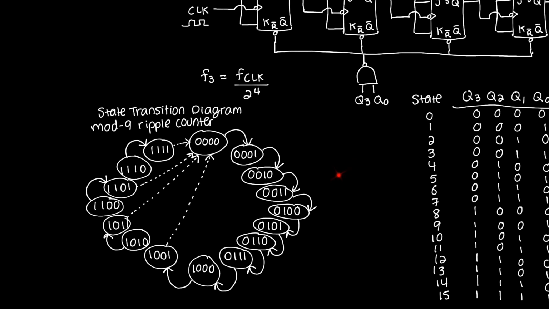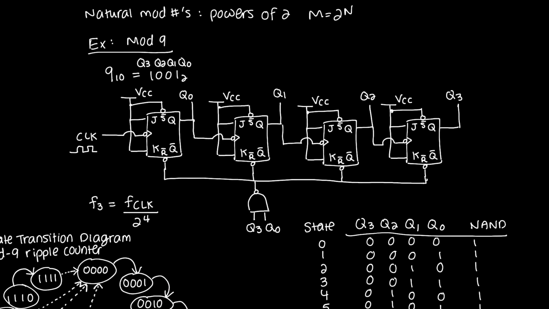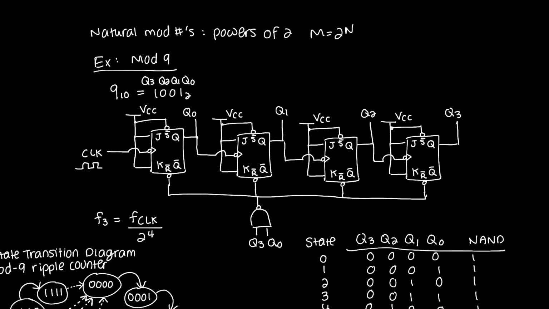So to recap, what do we have? A mod 9 ripple counter that is using asynchronous reset, and the logic circuit that I'm using to reset my counter once I reach the first invalid state is just this NAND gate here. Okay, so let's go ahead and draw the timing diagram. So I've got my clock input, and I really only want to show, let's say 9 or 10 clock cycles.